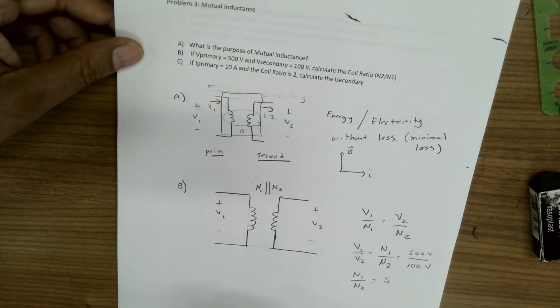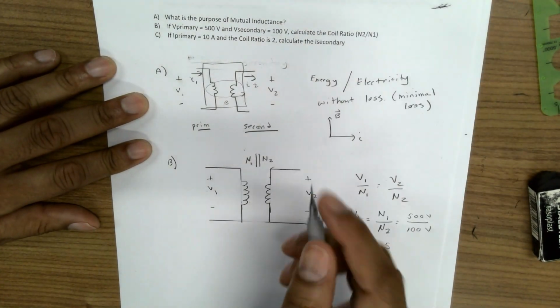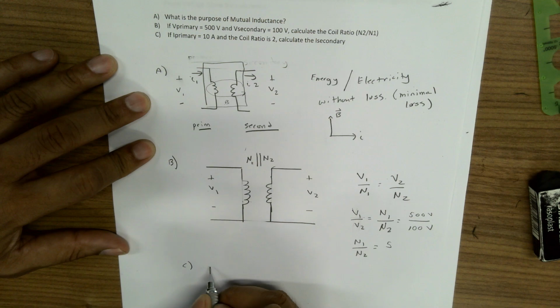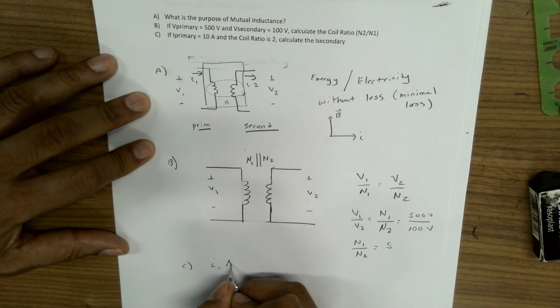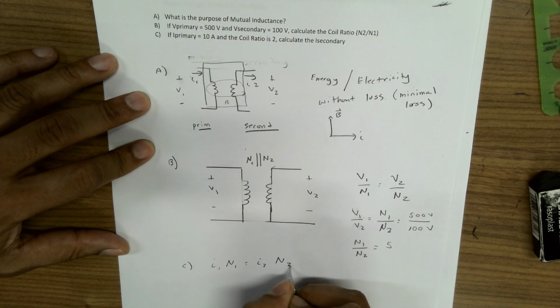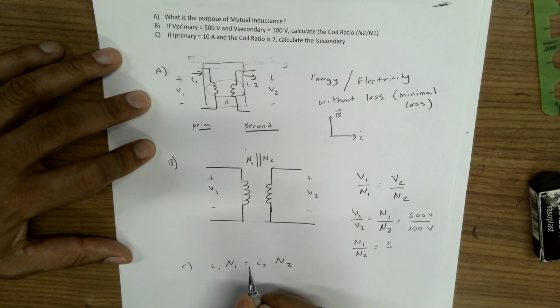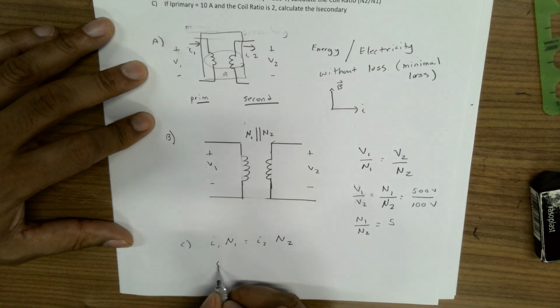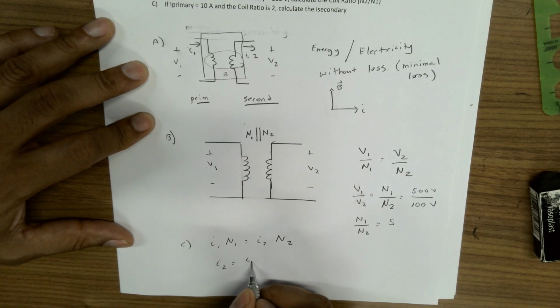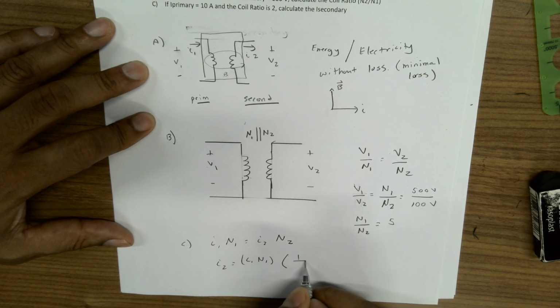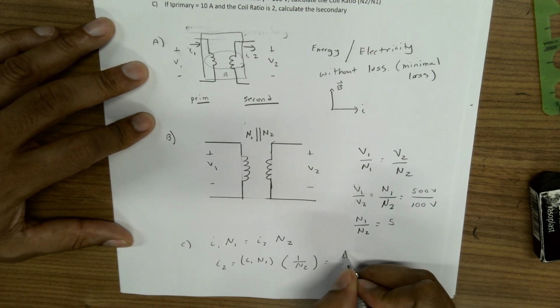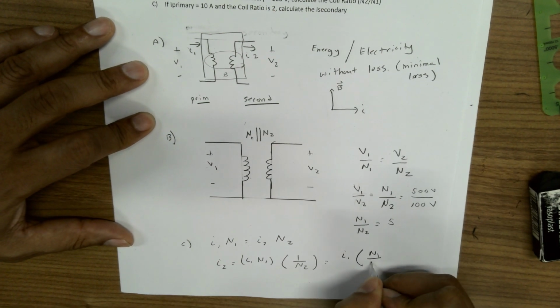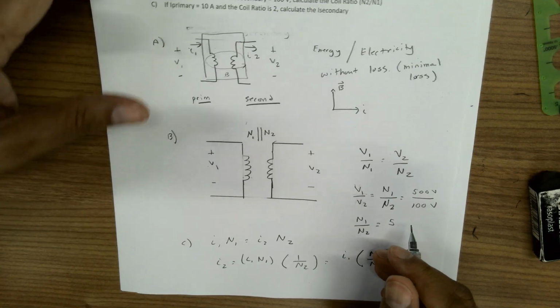Okay. Now, what we want is on C, so let's go to part C. C is, if primary is 10 amps and the coil ratio is 2, what is I secondary? Well, you have I1 N1 is equal to I2 N2. So I'm asking for the secondary, which is I2 here. So I2 is equal to what? I1 N1 divided by N2, just like that. Okay. So that gives me what? That's I1 N1 over N2. Okay, no problem here.